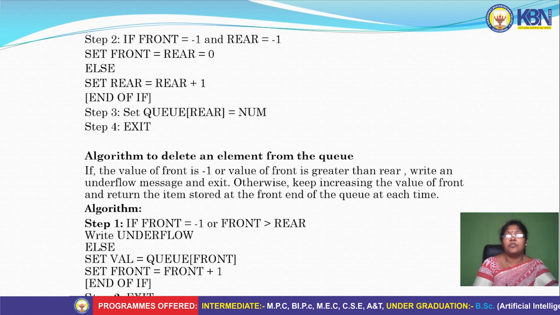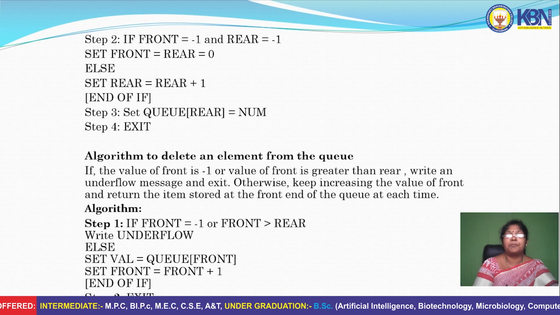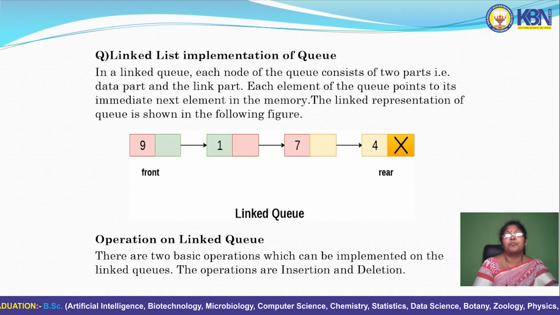Then let us go for the next one: set value equal to queue of front. So we are taking the value at the front. After taking the front one, set front equal to front plus 1. So we can delete the element. Then let us go for the next one, step 2.